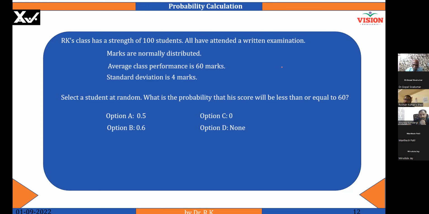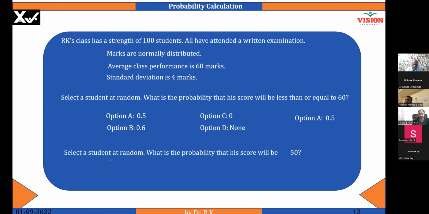Sir, 0.5. That's all. The normal distribution, it is a mean. I have said average class performance is 60 marks. So the probability of anybody scoring less than 60 is 0.5, more than 60 also 0.5. Very good.